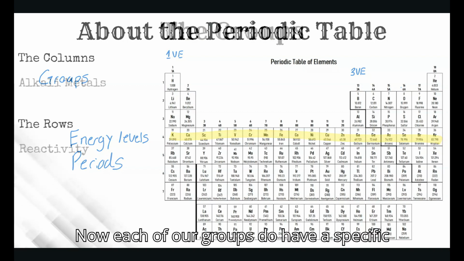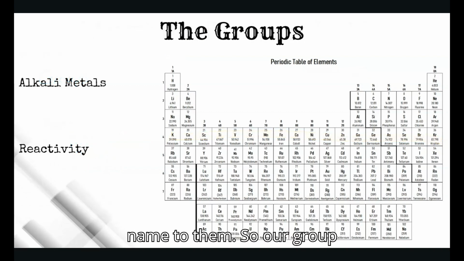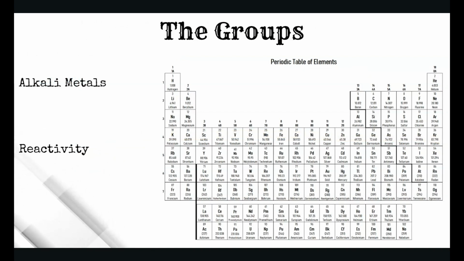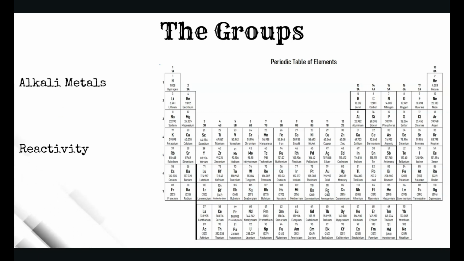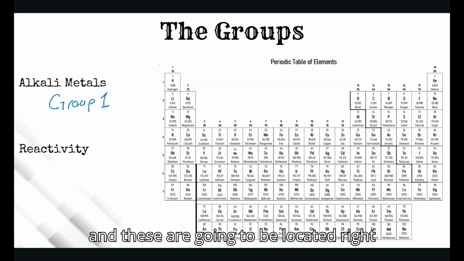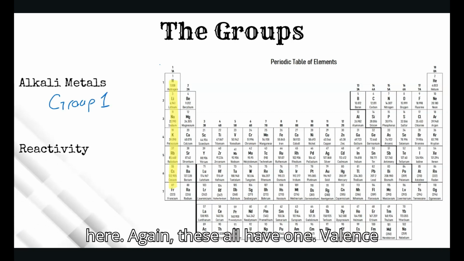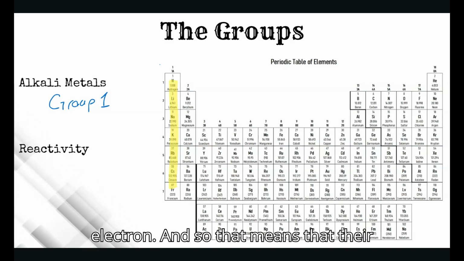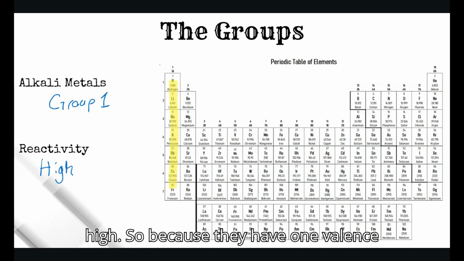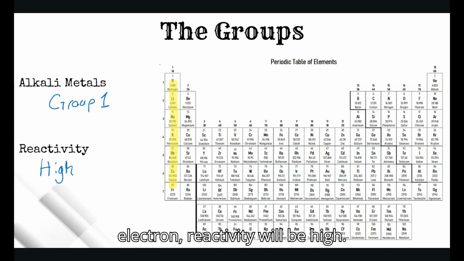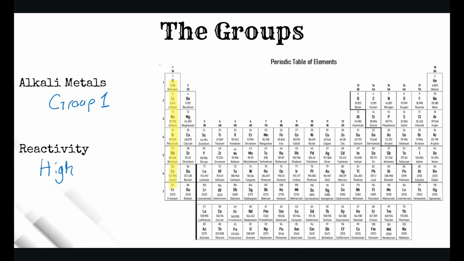Now, each of our groups does have a specific name to it. Our group 1 metals, the alkali metals, are going to be located right here. Again, these all have one valence electron, and so their reactivity is going to be very, very high. Because they have one valence electron, reactivity will be high.